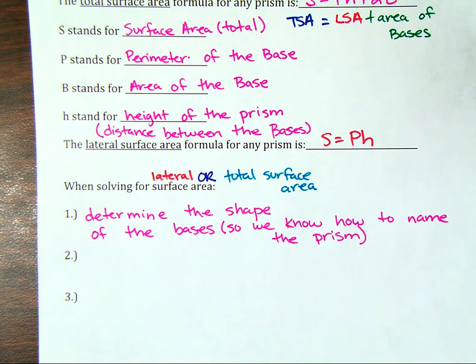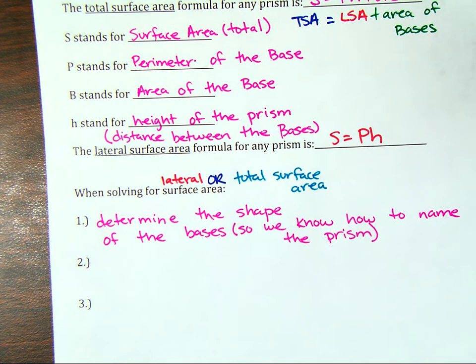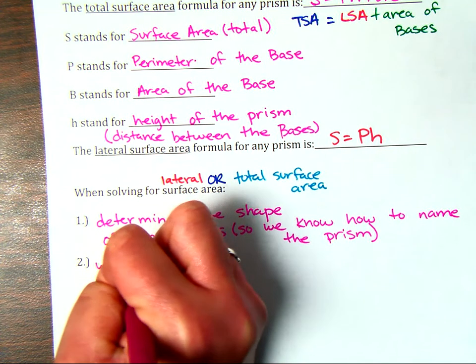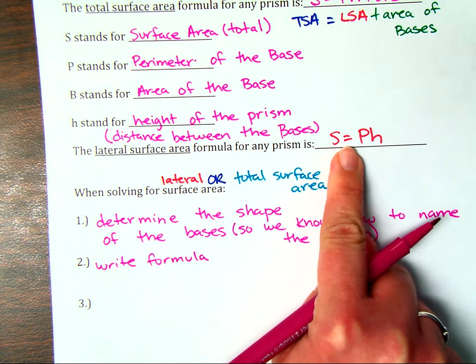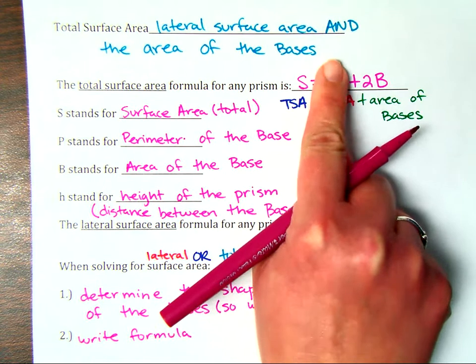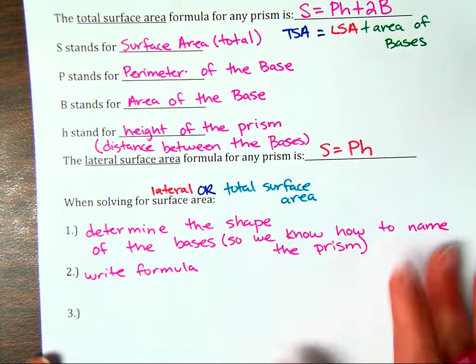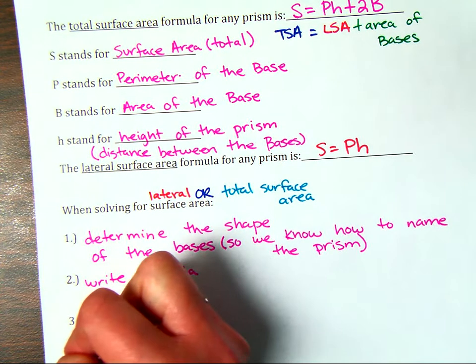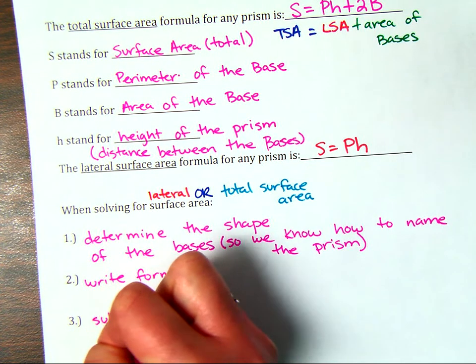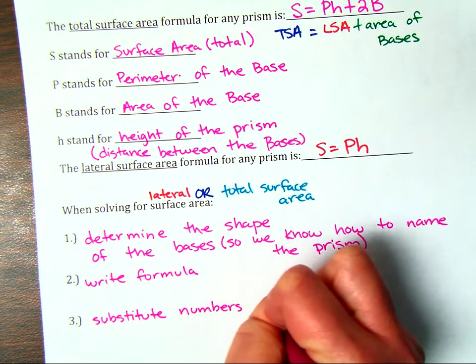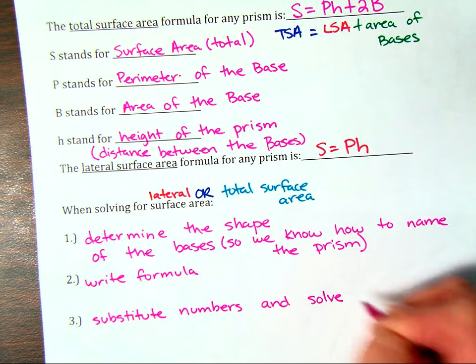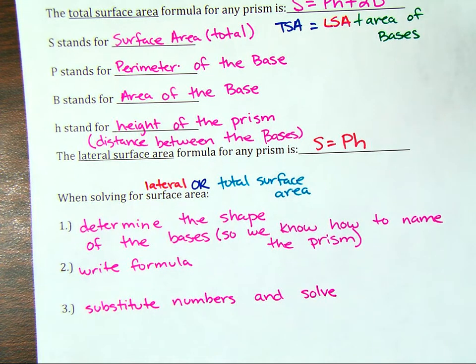So after we've identified the bases, we're going to write the formula, and we're writing the formula according to what we need. If we need the lateral surface area, we're going to use this one. If we need the total surface area, we use this one. You always start with your formula. Then the last step is substitute the numbers and solve. So this is why you should always be working these problems out step by step, not just typing numbers into your calculator, because if and when you do make a mistake, we don't know where you made that mistake if we don't see it.